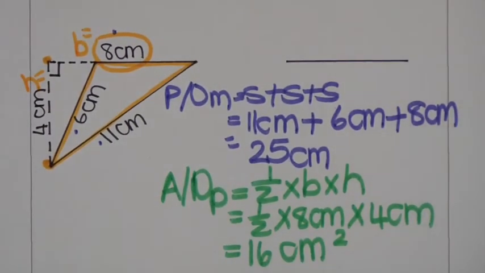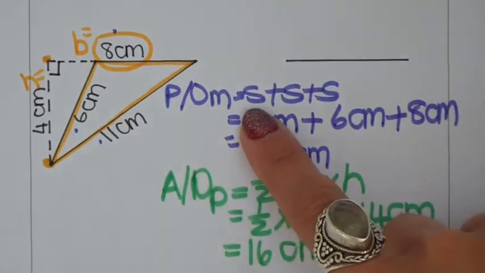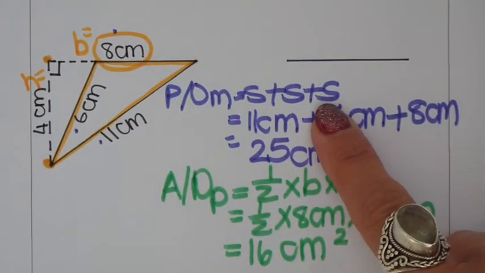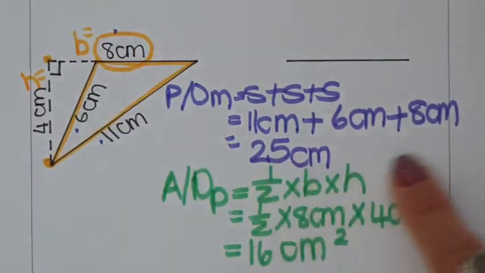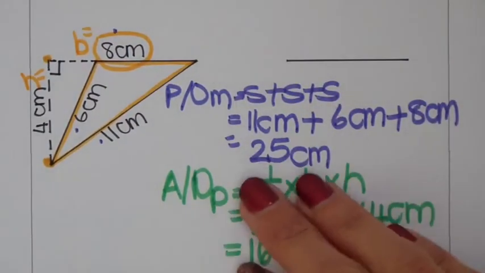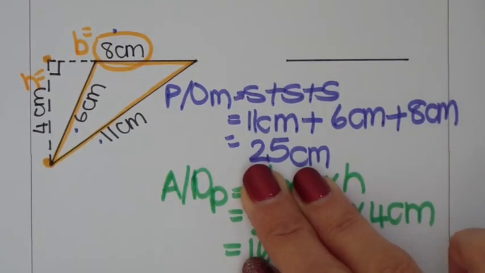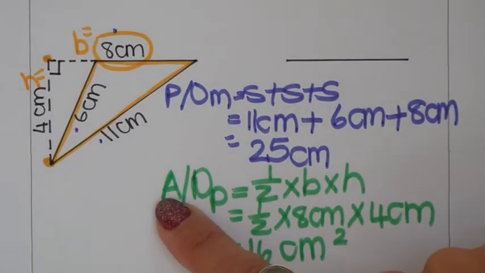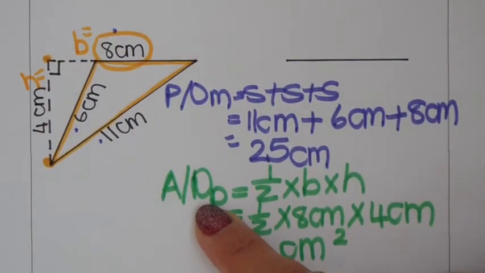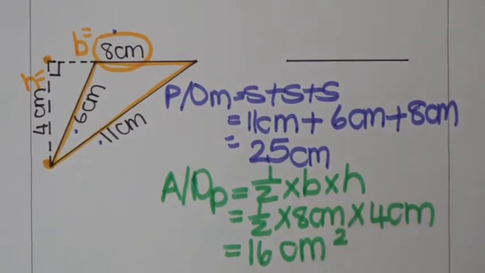Okay, so guys, what happened here? The perimeter, die omtrek, sy plus sy. 11 centimeter plus 6 centimeter plus 8 centimeter. I've added them all together. So my perimeter is 25 centimeters. Dis 25 centimeter. Now, the area, the oppervlak, halfte maal basis maal hoogte. Again, that formula is so important.